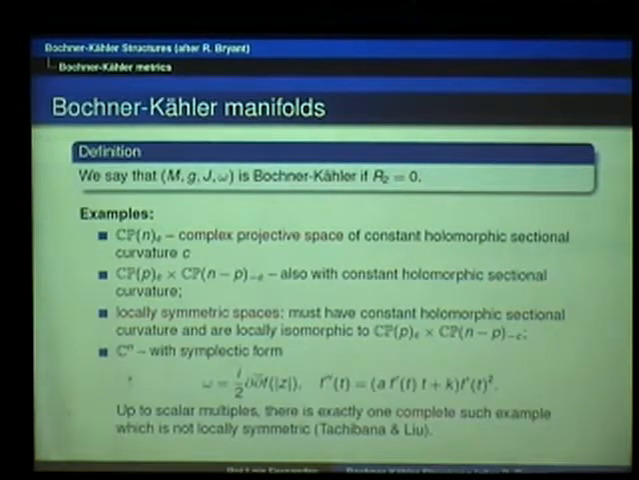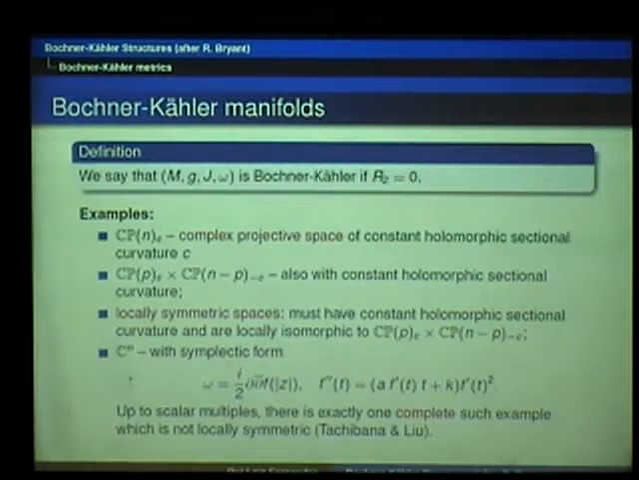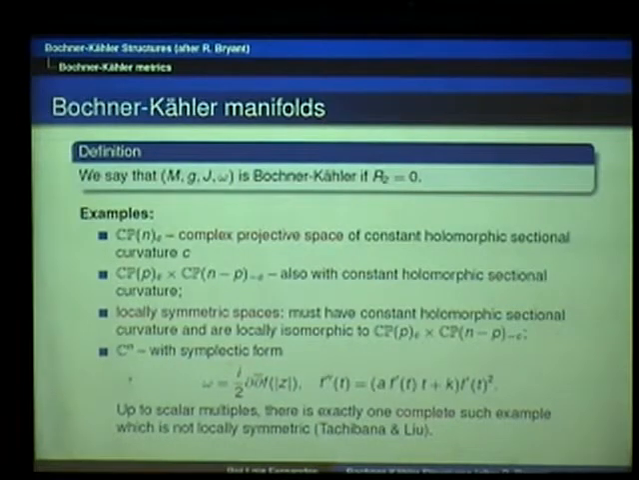Or if we take Cn and we write the potential and we look for the condition on the potential for which the metric becomes Bochner-Kähler, then we get an ODE, which is written there for some constants A and K. And then you can try to find solutions of that ODE and produce some examples that are not very illuminating. And it turns out that up to scalar multiples, there is exactly one complete such example.